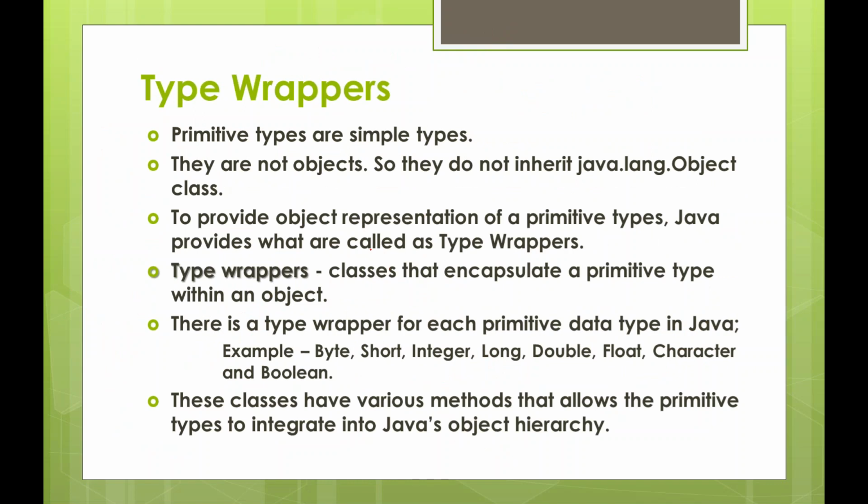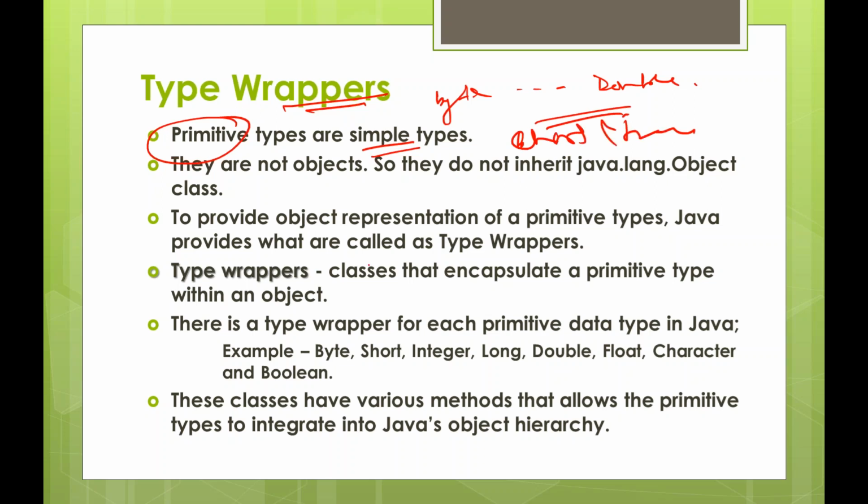Now let's start with the type wrappers. What are these type wrappers? We know primitive types are simple types, right? Our integers, from byte till double. Then we have char and boolean. But they are not objects. They are all primitive types.